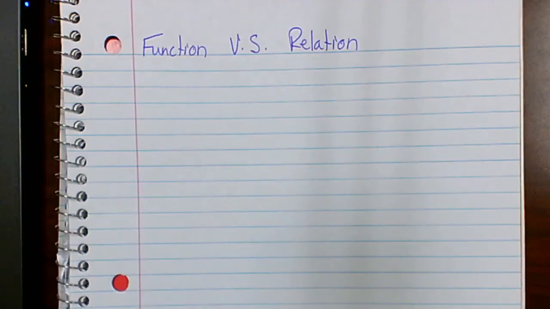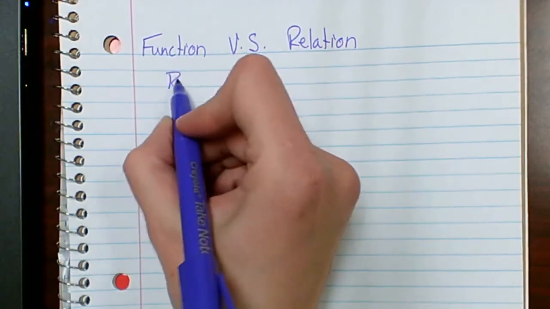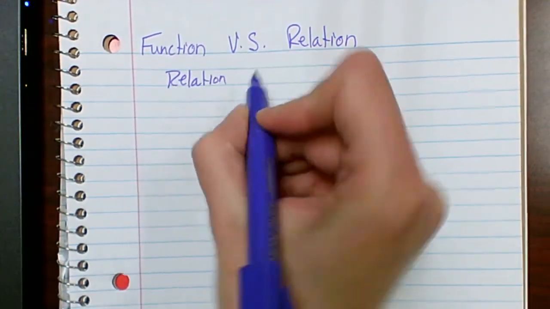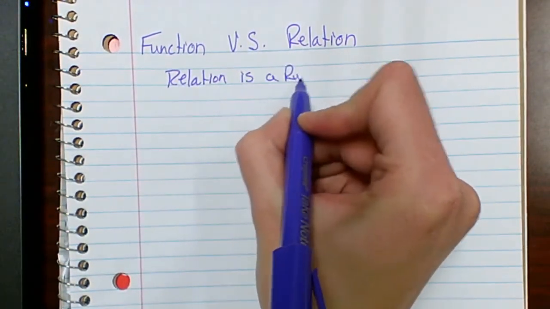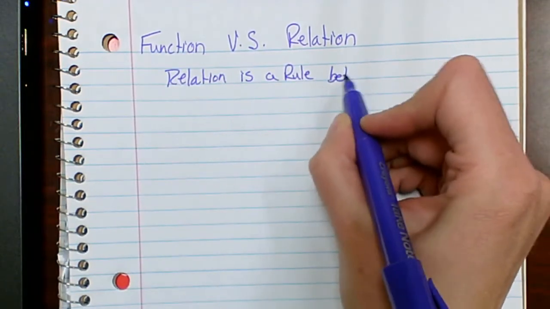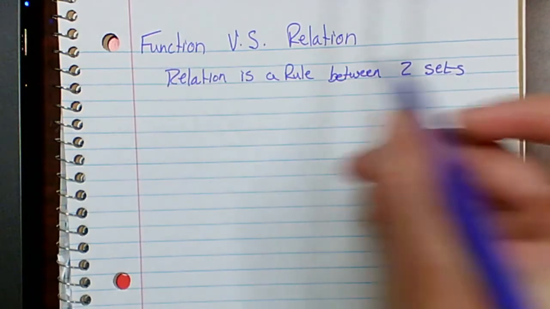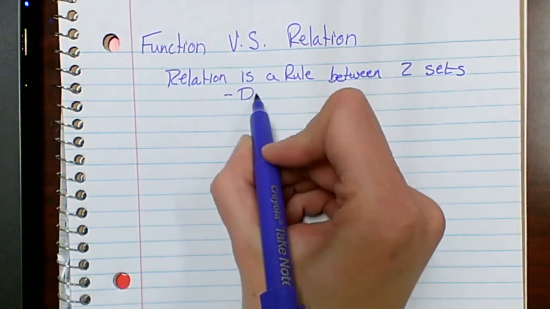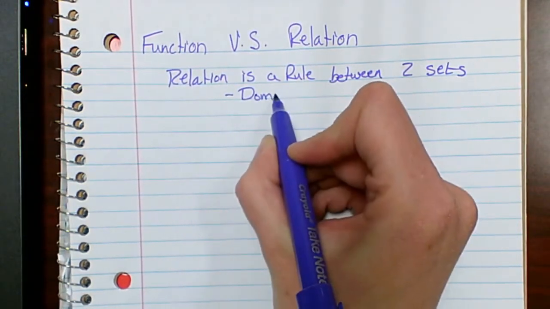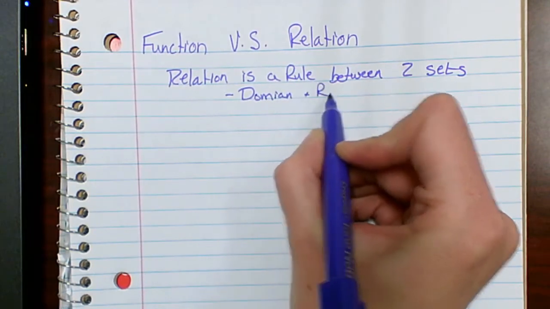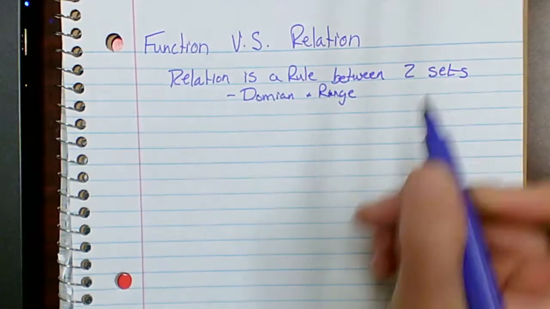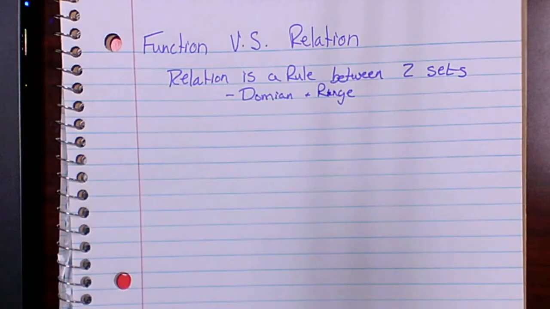This video is over function versus relation. A relation is a rule between two sets. And these two sets are domain and range, or input and output.